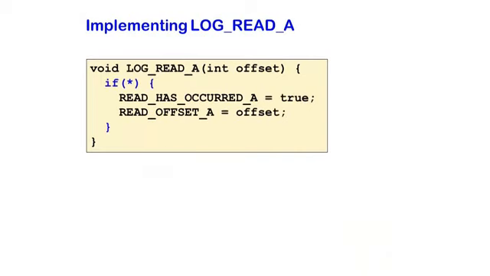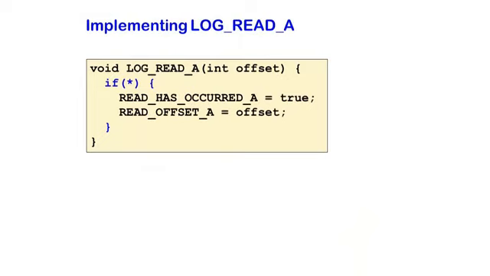What we need to do is something a bit more sophisticated, which is to wrap these assignments in a non-deterministic conditional. This star is a non-deterministic expression that evaluates non-deterministically to either true or false. So we're saying if star, so if we choose to, log this read. If we don't choose to, keep logging whatever we were already logging, if anything.